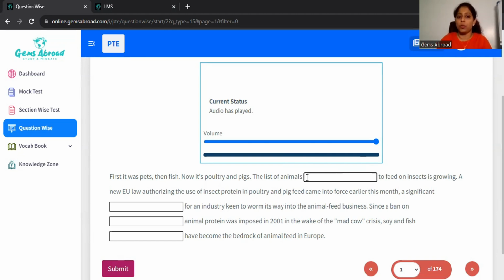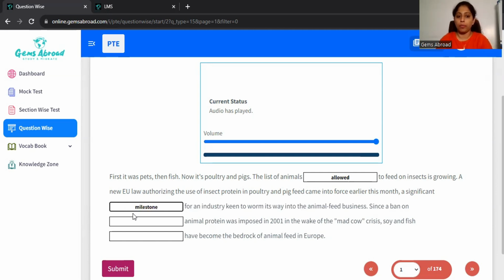Okay, first it was pets, then fish, now it's poultry and pigs. The list of animals allowed to feed on insects is growing. A new law authorizing the use of insect protein in poultry and pig feed came into force earlier this month. A significant milestone for an industry.